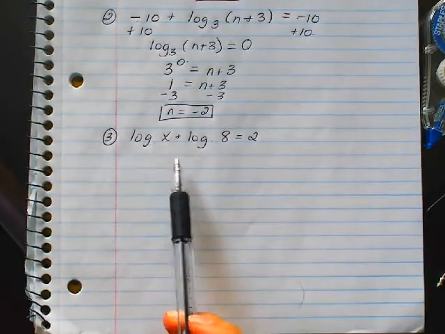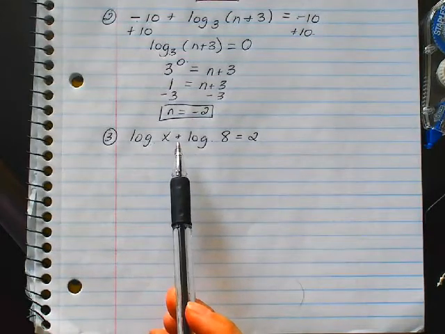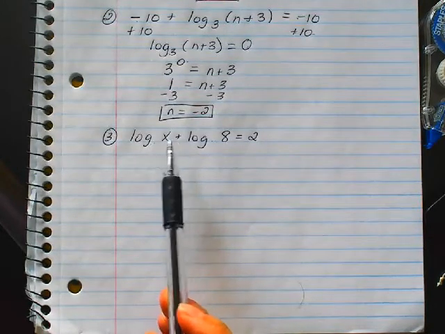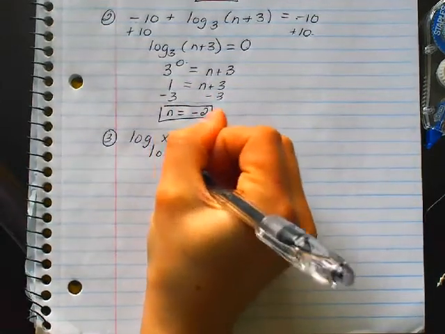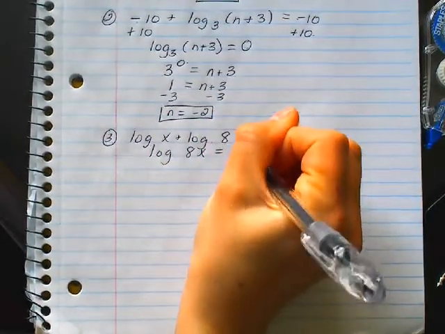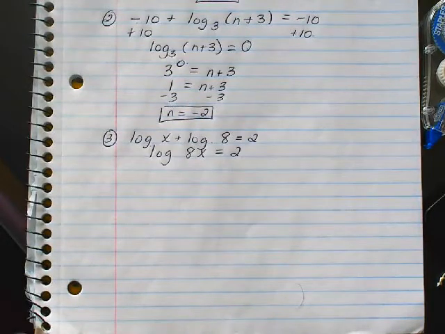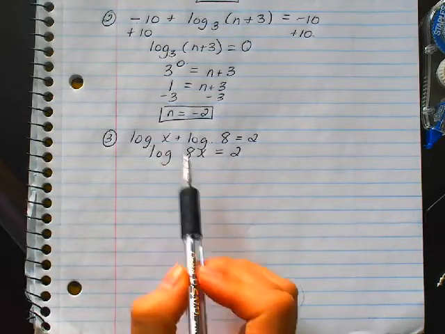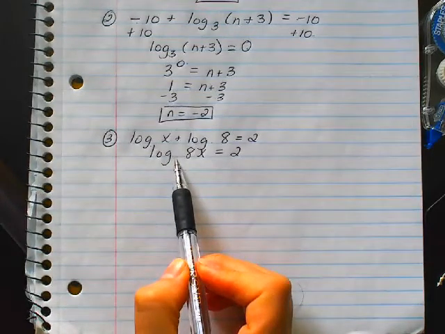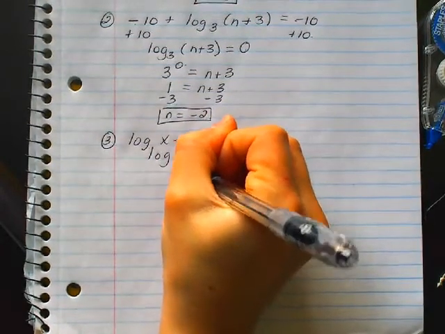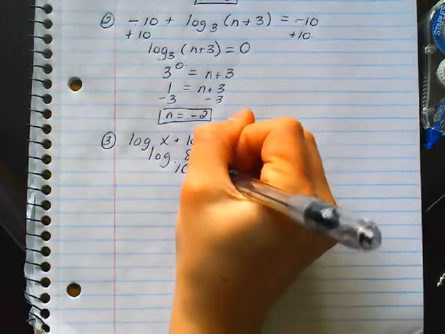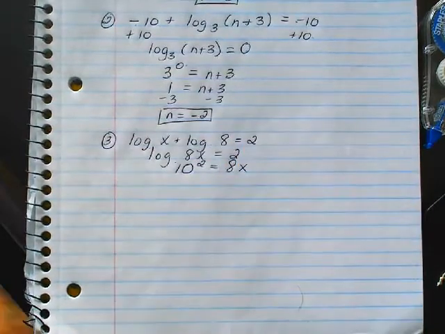And then we do have a logarithm property that tells us what to do when we're adding together two logs. When you add together two logs, you can condense them by multiplying their arguments. Log of x plus log of 8 is the same as saying log of 8 times x. Now I can rewrite my logarithm as an exponential equation. Your base in this case, we're going to assume is 10 because it's not otherwise given to us. My base is 10, my exponent is 2, my argument is 8x.